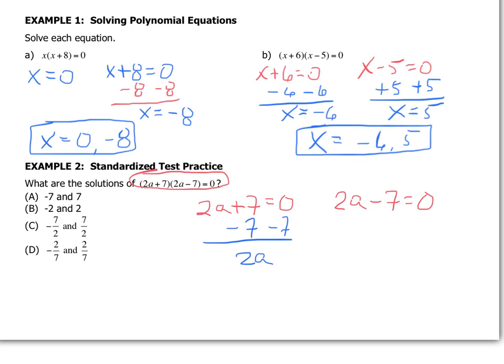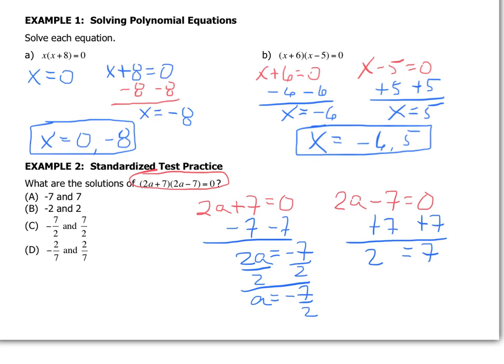I get 2a equals negative 7, and then I would divide by 2. A equals negative 7 halves. We again can leave it as an improper fraction. And then on the second one, I think at this time I would be adding 7 to both sides. Everything else is going to be very similar at this point. We're just going to have a different sign. When I divide by 2, I now get a positive 7 over 2. So that would mean that my solutions are negative 7 over 2 and 7 over 2.